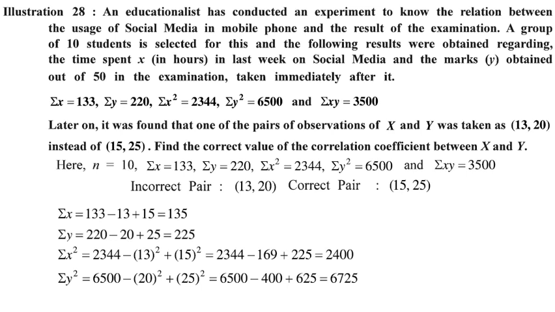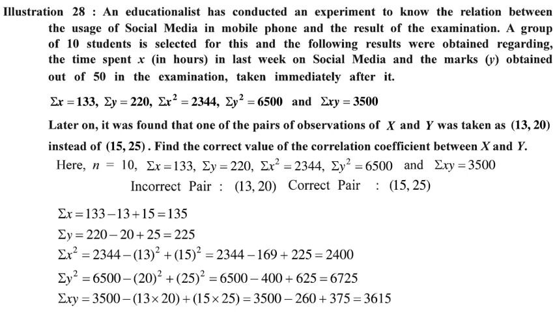Because the incorrect pair is 20 and the correct pair is 25, remove 20 square, add 25 square, and your new value will be 6725. Now for summation xy, remove the multiplication of the incorrect pair, that is 13 into 20, and add the multiplication of the correct pair, that is 15 into 25.